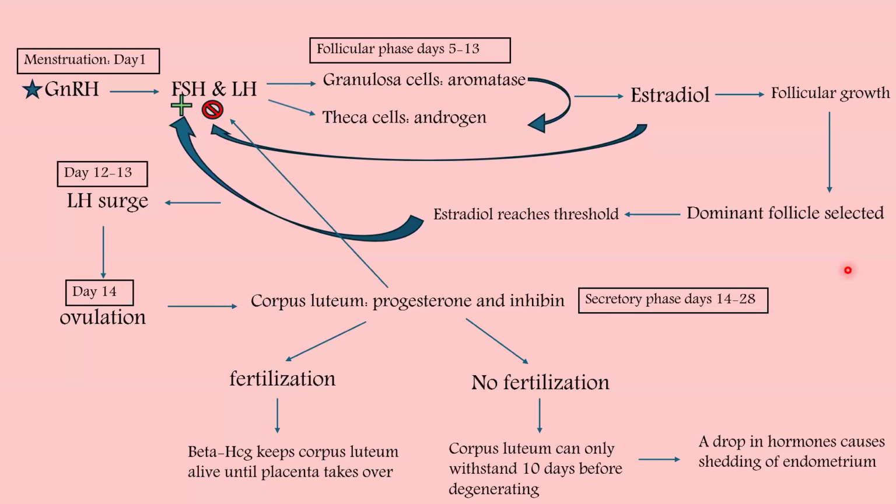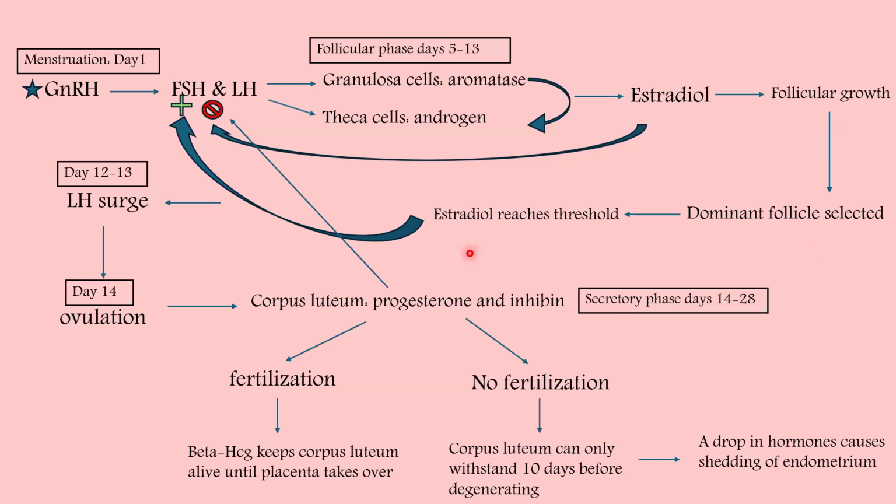The rest that did not survive this race will literally die off. There's no nicer way of saying it. They will literally die off. Okay. So the dominant follicle, once it's selected, it's going to grow even bigger. It's going to produce even more estradiol.